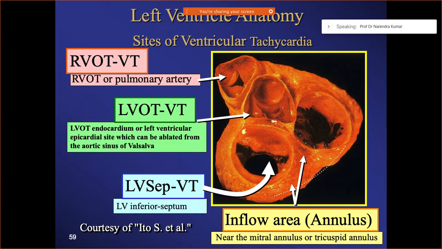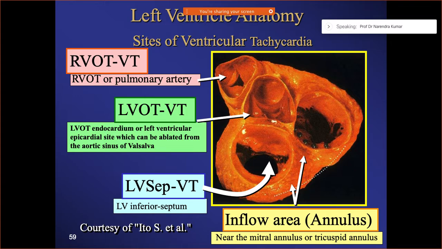So what happens is, of the left and right sided VTs, the LV is the site for a lot of VTs as well. The outflow tract is the area which can be located on the LV outflow tract or the LV epicardium. This can be ablated from the aortic sinus of Valsalva. Another site is the LV inflow annulus, which is near the mitral annulus. And the last LV site is the LV septum, located in the inferior septal region. This is the difficult site for ablation catheters to deflect adequately to obtain good contact.